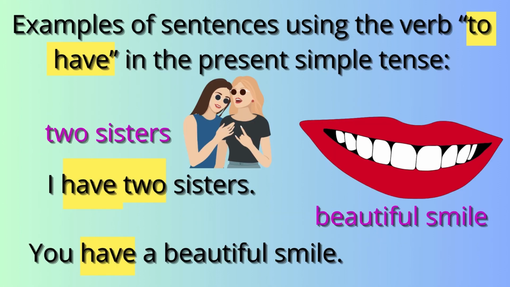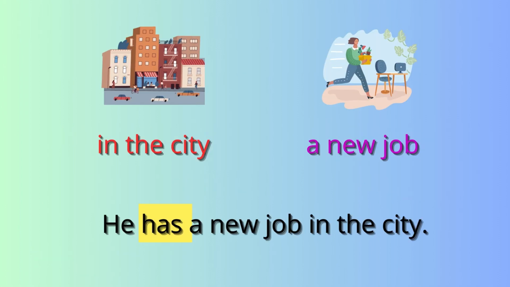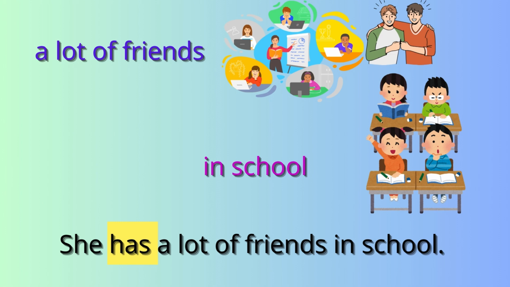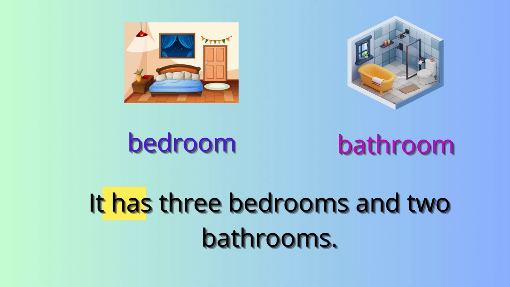Examples of sentences using the verb to have in the present simple tense. 2 sisters. I have 2 sisters. Beautiful smile. You have a beautiful smile. In the city. A new job. He has a new job in the city. A lot of friends. In school. She has a lot of friends in school. Bedroom. Bathroom. It has 3 bedrooms and 2 bathrooms.